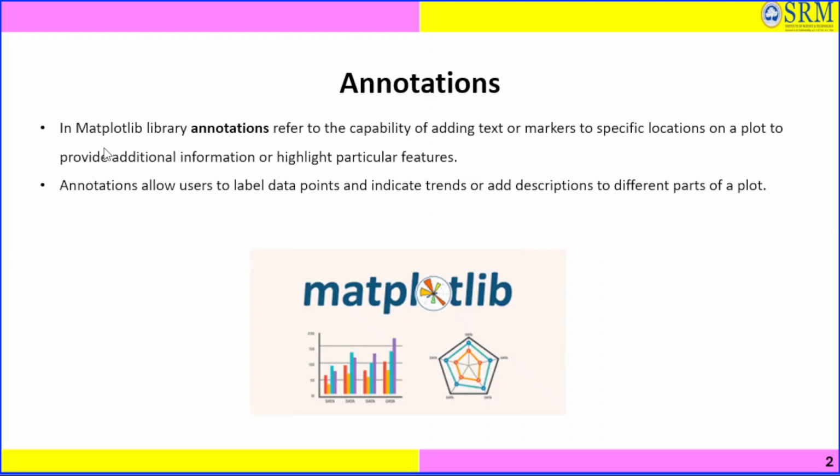Annotations. In the Matplotlib library, annotations refer to the capability of adding text or markers to specific locations on a plot to provide additional information or highlight particular features. Annotations allow users to label data points and indicate trends or add descriptions to different parts of a plot.